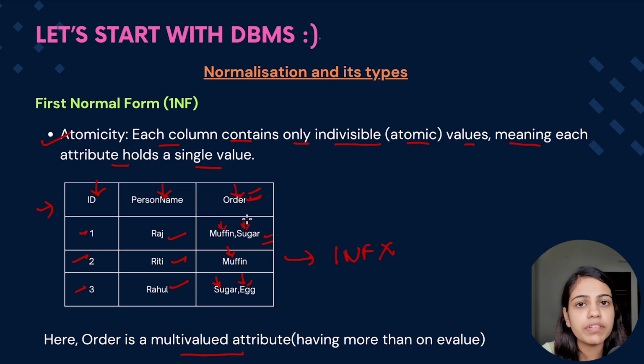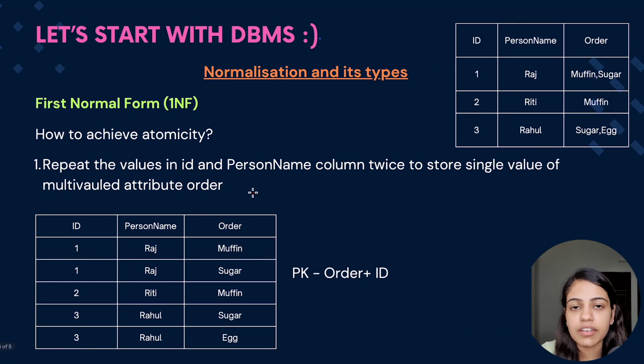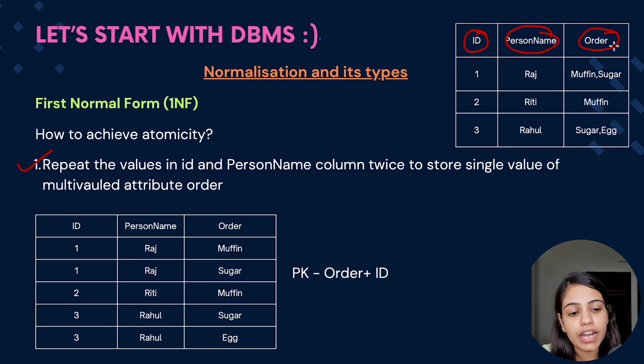Now let's see how we can achieve atomicity, or how we can make sure that our table is in first normal form. There are 3 ways in which we can make a table in first normal form. The first approach is, if there is a multi-valued attribute, we can repeat the other attributes twice or thrice depending on the values present in the multi-valued attribute, so that attribute can hold only a single value.